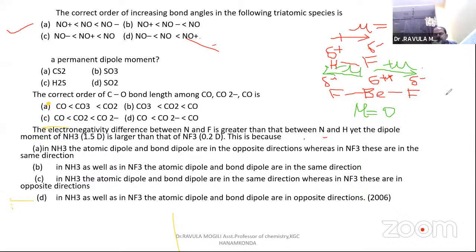For beryllium fluoride, the dipole moment is 0. The permanent dipole moment is 0. Is it right or wrong? So this is right. Now take the water molecule. Oxygen is bonded with 2 hydrogens. Oxygen is more electronegative than hydrogen, so oxygen gets a partially negative charge.